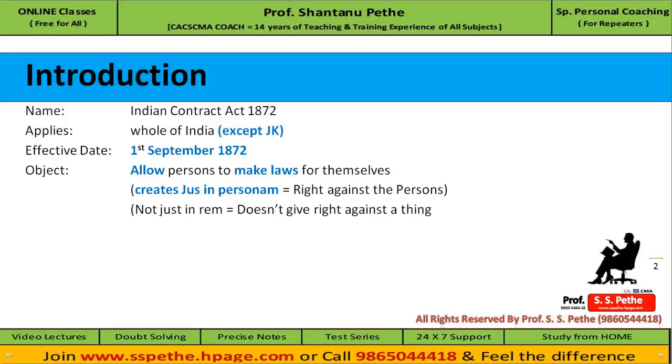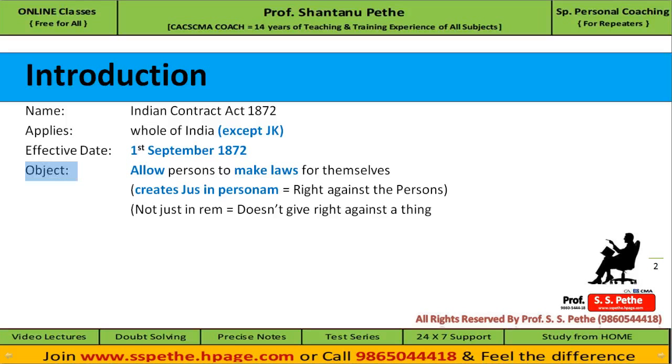The name of the act is Indian Contract Act 1872. This act applies to whole of India except the state of Jammu and Kashmir. So Jammu Kashmir पे ये act नहीं लगेगा. And the effective date ये 1st September 1872 से effective है. So you can see this is a very old act.